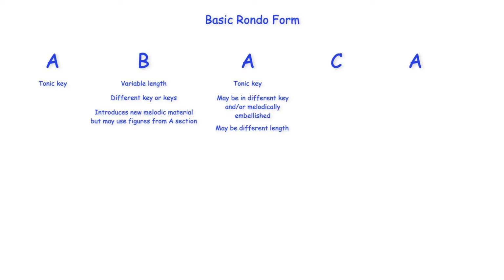Rondos typically conclude with the A section, and if previous A sections are presented in different keys, the concluding section will generally be in the tonic and will often be identical to the work's initial A section. It should be noted that, as with other musical forms, while general features of rondo form may be common across many works, there are also many exceptions.